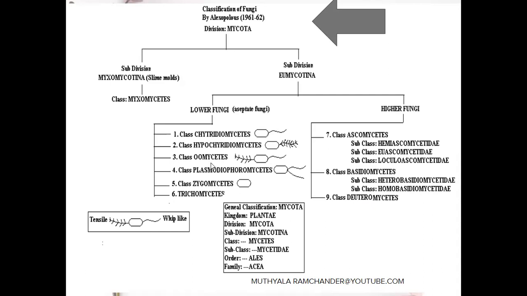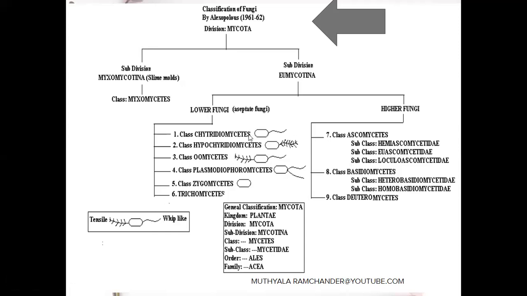See, Mastigomycotina: Chytridiomycetes, Hypochytridiomycetes, Oomycetes, Plasmodiophoromycetes produce flagellated spores. The flagella may be of two types. One is tinsel flagella. The second is whiplash flagella. Tinsel flagella have hair-like structures on the flagella, and whiplash flagella are smooth flagella.